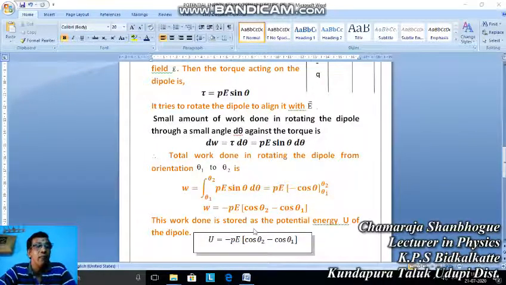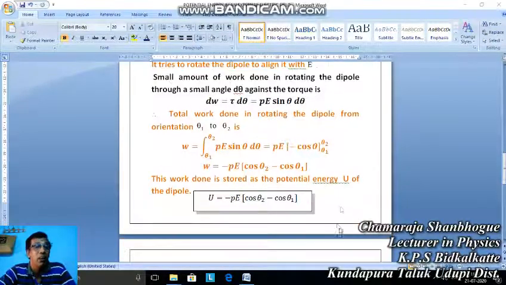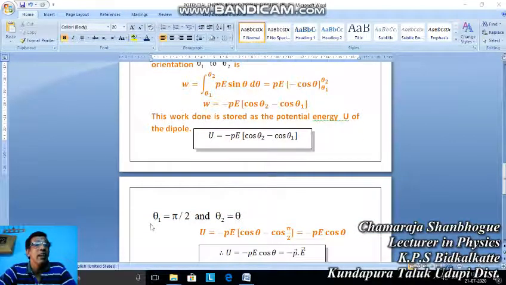This work done is stored as the potential energy of the dipole. Suppose we take theta 1, the initial orientation, as pi by 2 and the final orientation as theta. Then substitute theta 1 as pi by 2 and theta 2 as theta in the above expression. We get U is equal to minus PE into cos theta minus cos pi by 2. Cos pi by 2 is 0.